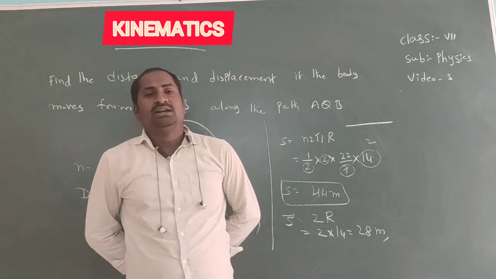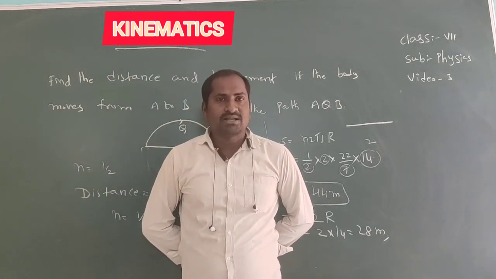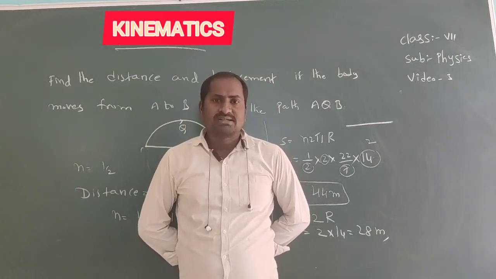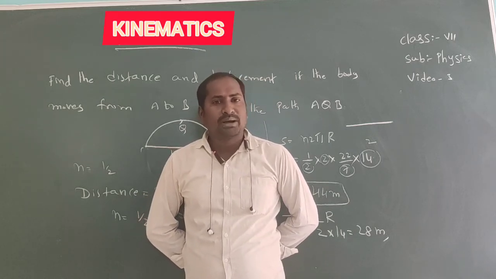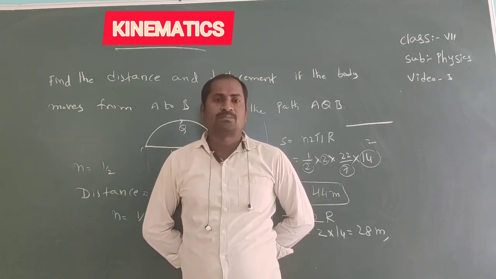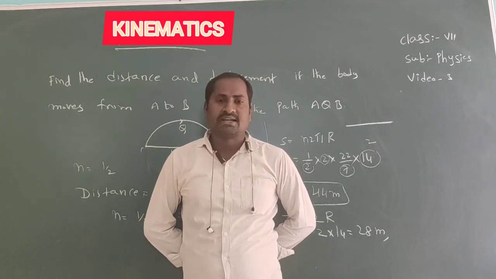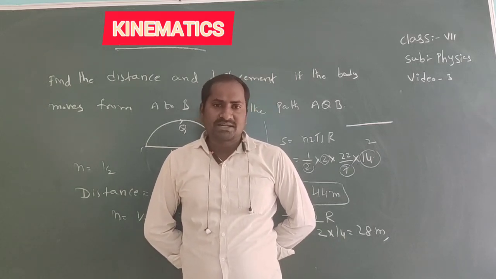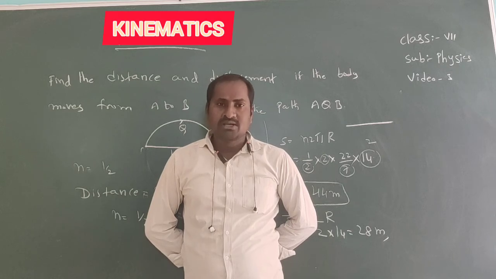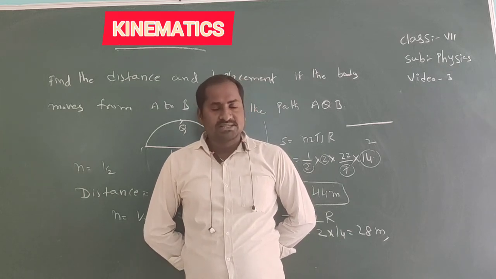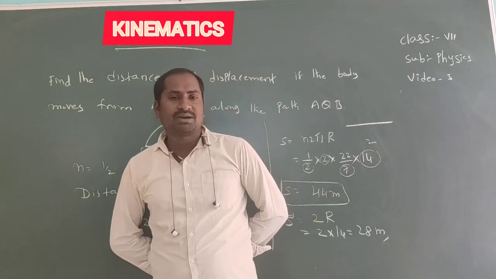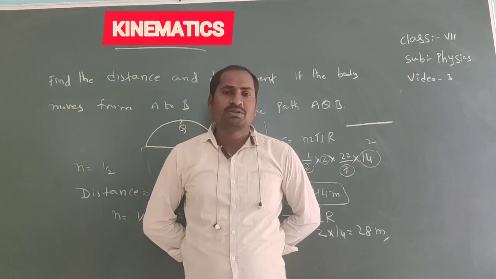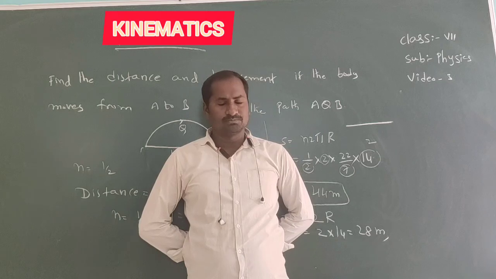Listen once again. Distance means the length of the path traveled by the body. Distance is a scalar quantity because it has only magnitude without direction. Distance is measured in meters in the SI system, centimeters in the CGS system. Distance is always positive, can never be 0 or negative if the body is in the state of motion.